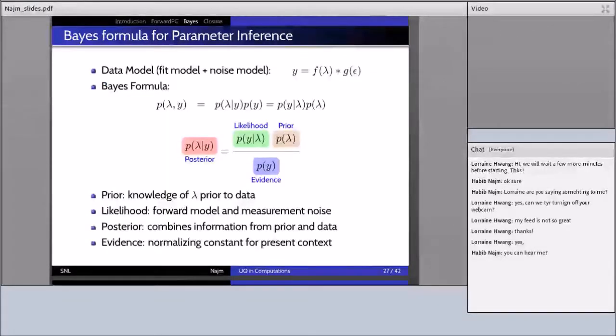Okay, so Bayes formula is basically a simple statement on probabilities. And I apologize, I don't know the composition of the audience, but this is somewhat of an obvious statement. But I will also explain it specifically as regards to fitting. So if I have, in this case, a very simple model, which is a parameter lambda, gives me f of lambda, and I'm measuring it with some instrument, then this prediction of what's behind the data is convolved with measurement noise. That's this epsilon that I have here.